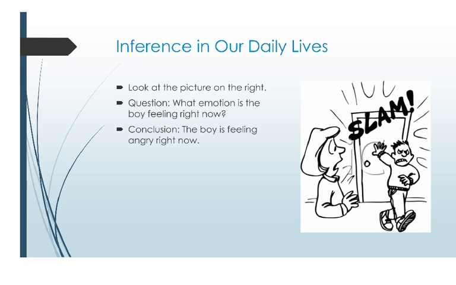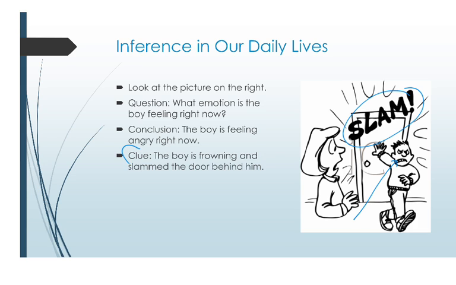So what from the picture tells you that? I hope that you pointed these out because these are the clues that told me why I know that this boy is angry. The clues are this: he is frowning, he is slamming the door. So this is the clue, therefore the evidence. Remember, my conclusion must always be based on evidence. The evidence is that he's frowning and that he slammed the door behind him.